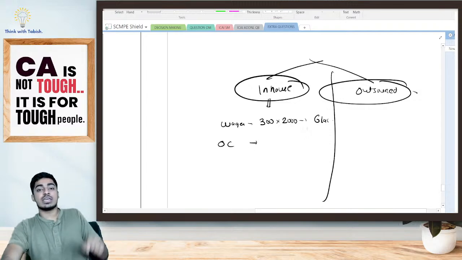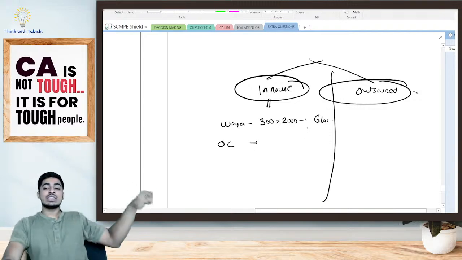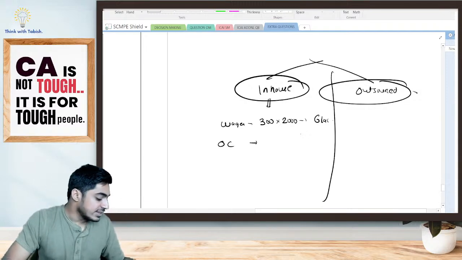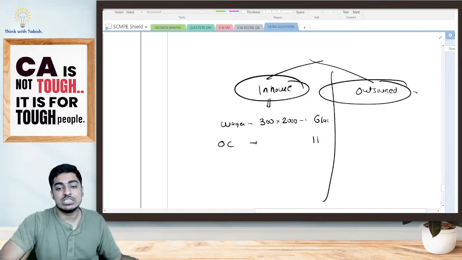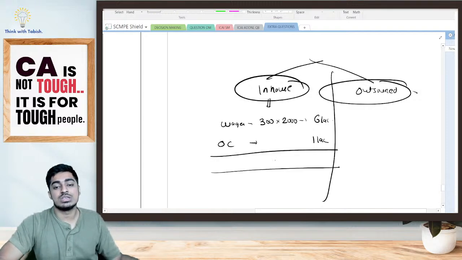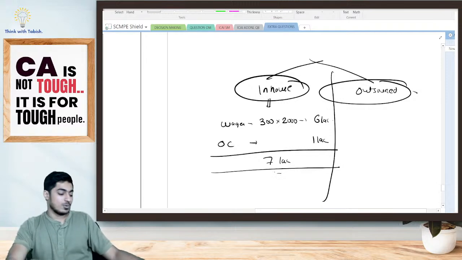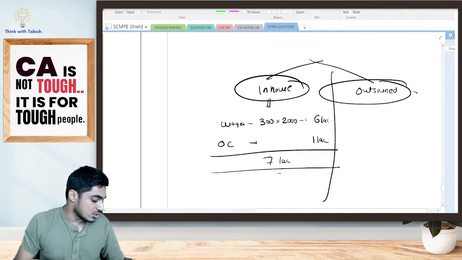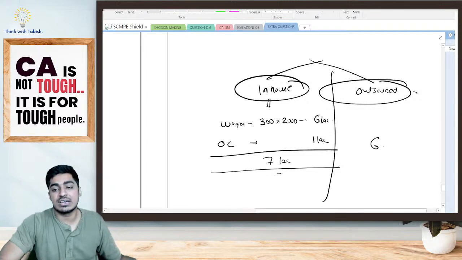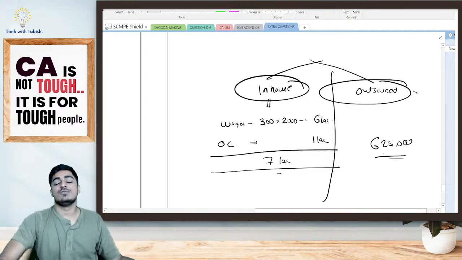What is the opportunity cost I am incurring? Because they are working here, they cannot work on the other project. On the other project, they could have earned a contribution of 1 lakh rupees, which they are sacrificing. So what is the relevant cost? 7 lakh rupees. Now, if you are getting it outsourced, what is the cost we will be incurring? Outsourcing cost is going to be 6,25,000.